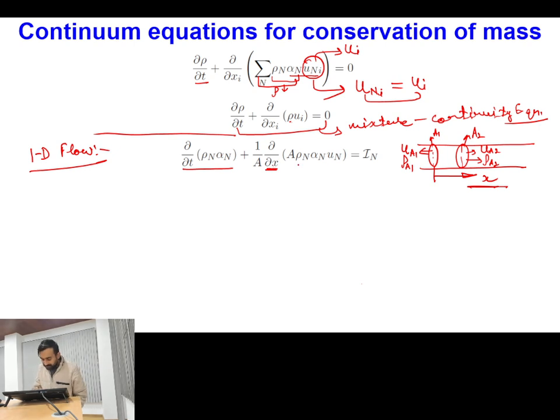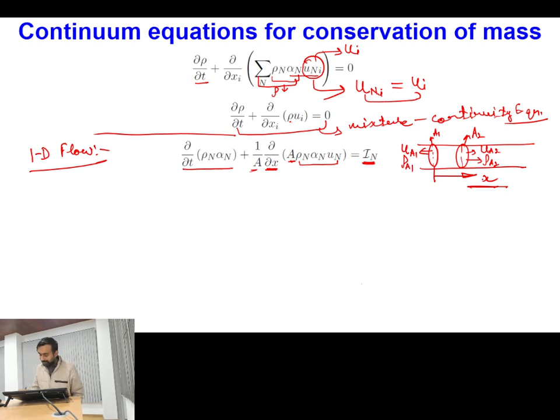Along with this, rho n, alpha n and un remain as they are, but what I have done is I have multiplied this with the cross-sectional area and also divided by area, so that I can account for the area averaging in my consideration. Is this point clear? And on the right hand side, this is equal to nothing but the interaction term, as it is. So in the second term, I have multiplied with area and I have divided by area.